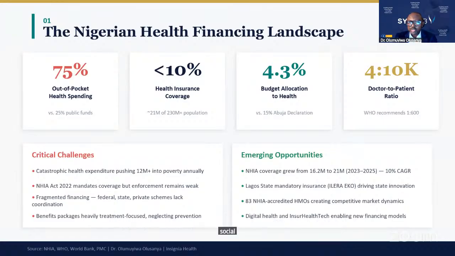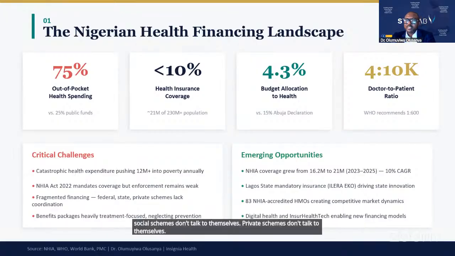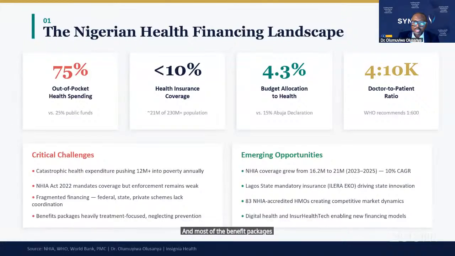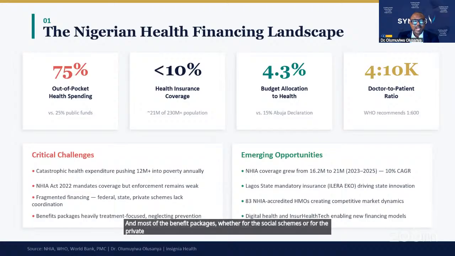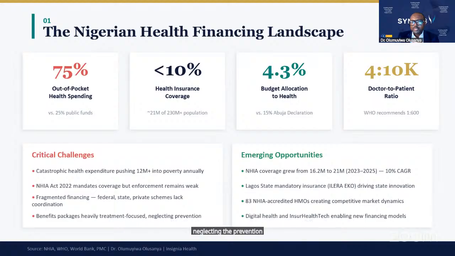Social schemes don't talk to themselves. Private schemes don't talk to themselves. Everybody is creating healthcare financing pools in silos and it is not helping the system at all. And that's one of the major challenges also. And most of the benefit packages, whether for the social schemes or for the private schemes, are heavily treatment focused, neglecting the prevention of care.